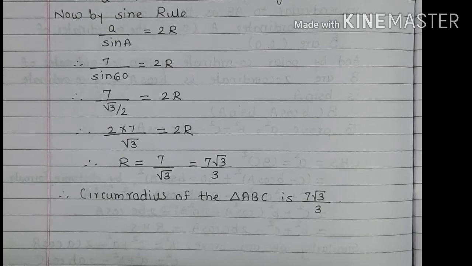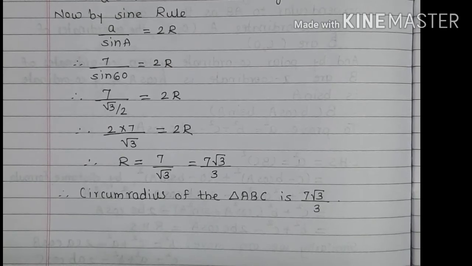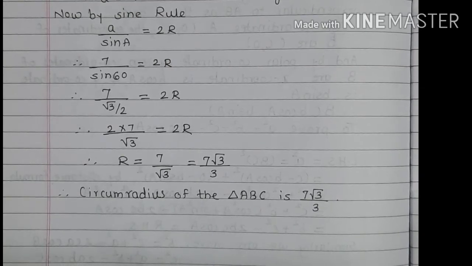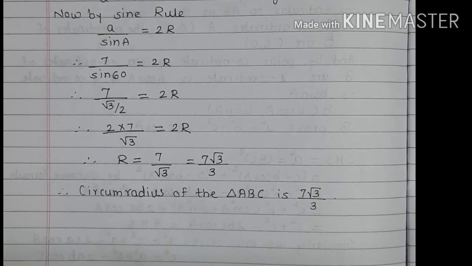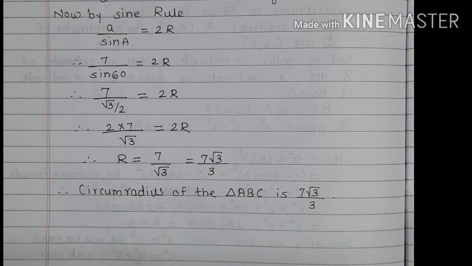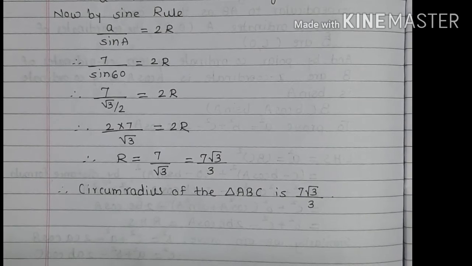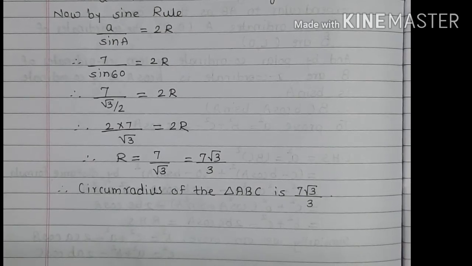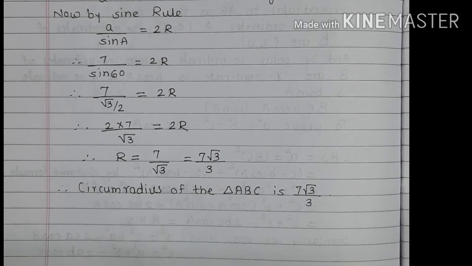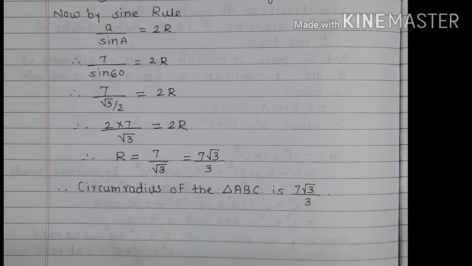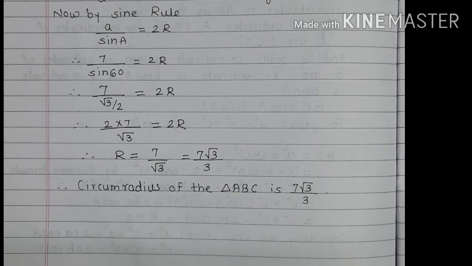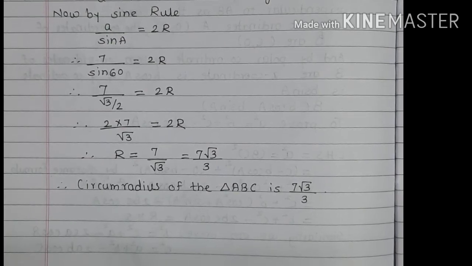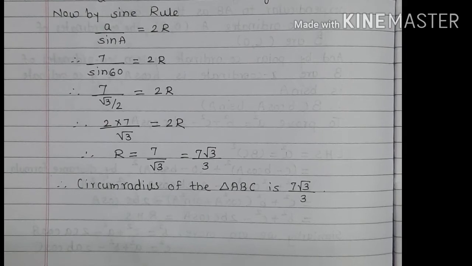So now by sine rule, we know that small a upon sin A is equal to 2R, where R is the circumradius of the triangle ABC. Now the value of a is 7 and angle A is 60 degrees. Therefore 7 upon sin 60 degrees is equal to 2R. Sin 60 degrees is root 3 upon 2. Therefore 7 upon root 3 upon 2 is equal to 2R.